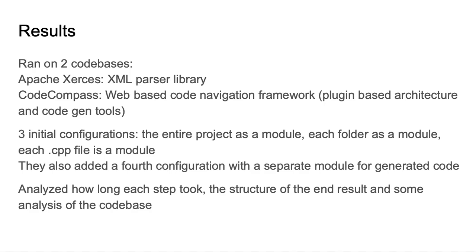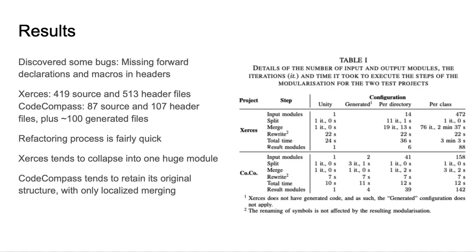They ran this on 2 code bases, an XML parser and a code navigation framework. They set up 3 configurations for each. The entire project as a module, which is essentially a true Unity build, each folder as a module, and each CPP file as a module. Then they analyzed how long each step took, the structure of the end result, and some analysis of the resulting code base. They discovered some bugs in the process, as refactoring always does. The refactoring process is fairly quick, and we see that Xerces tends to collapse into one huge module, while CodeCompass tends to retain its original structure.